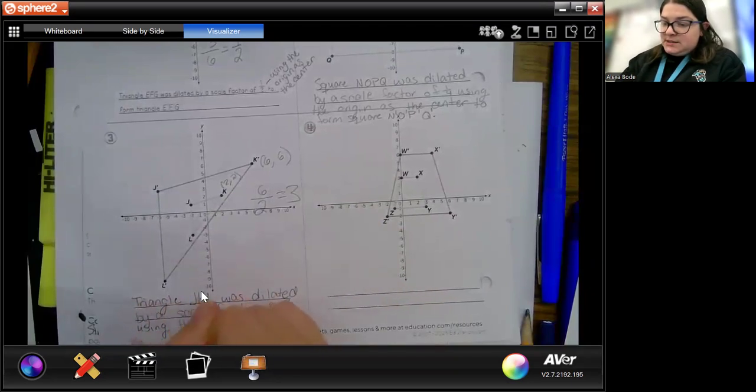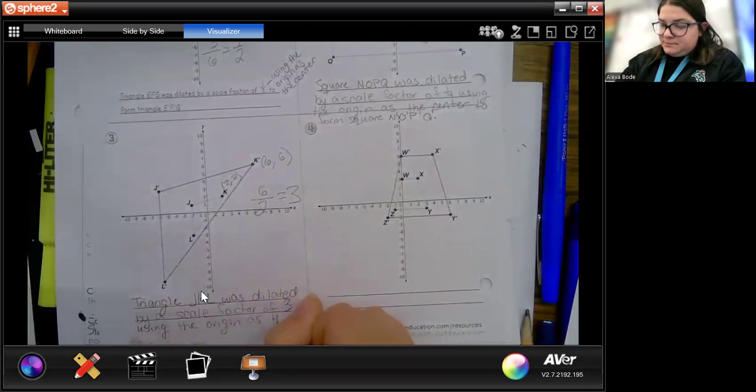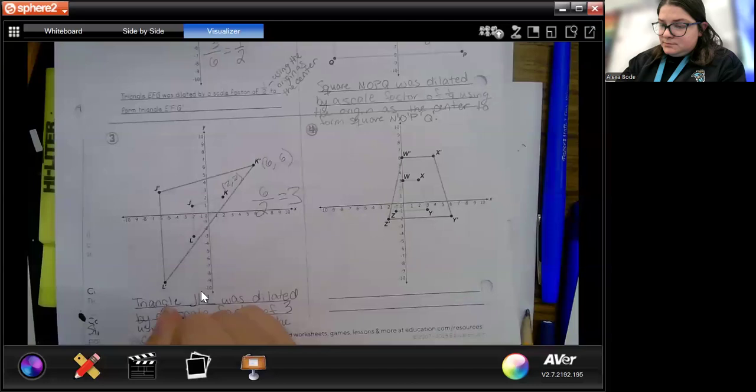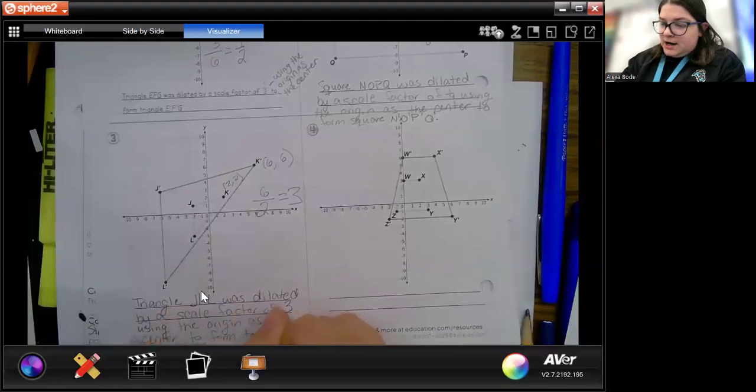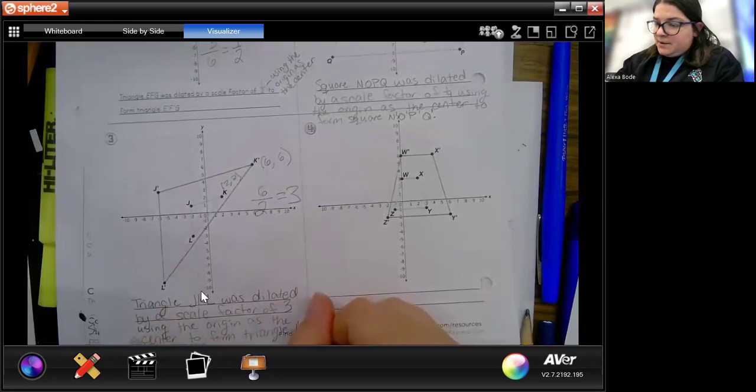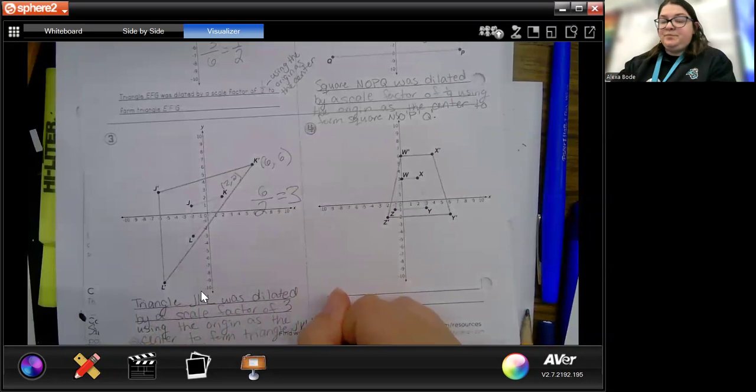using the origin as the center to form triangle J prime, K prime, L prime.